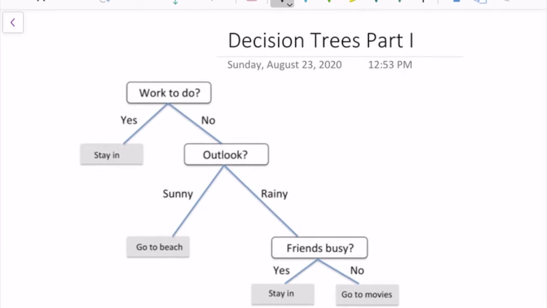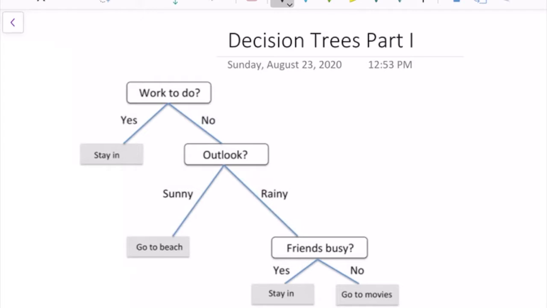Alright, so hey guys, this video is going to be on decision trees. It's going to be the first of two videos on decision trees, and we're basically going to introduce decision trees and then talk about some of the mathematical concepts that are used in order to actually create a decision tree. But first, let's just talk about what is a decision tree, right?